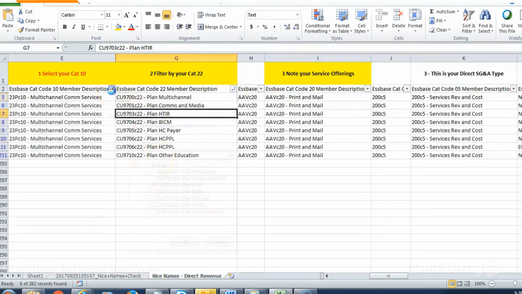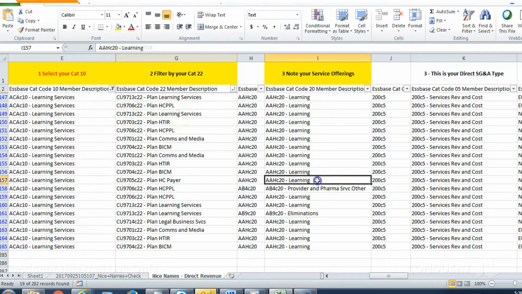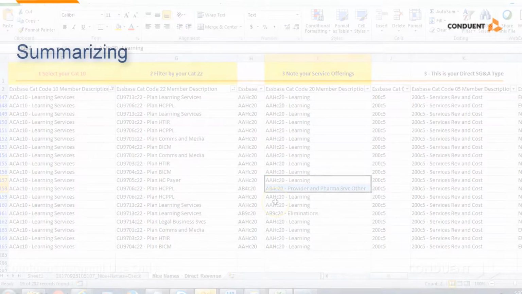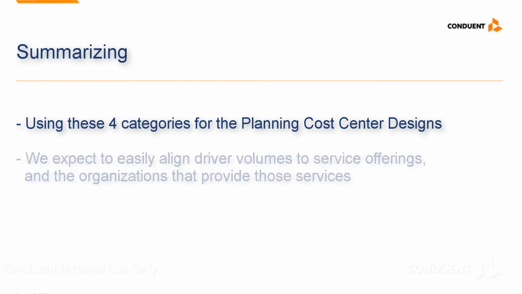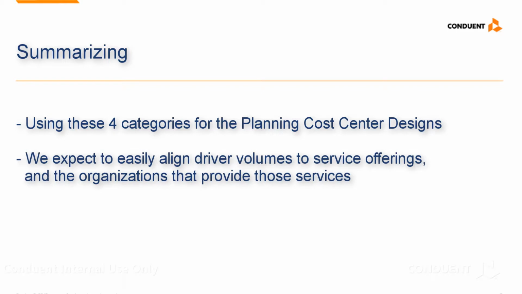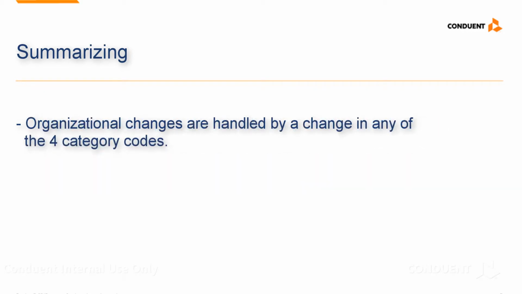Looking at the Learning Services CAT 10, you will see different service offerings. For example, Provider and Pharma Services and Learning. Using these 4 category code fields as the basis for our planning cost center design, we expect to be able to easily align driver volumes to service offerings and the organizations that currently provide those service offerings to our customers. Organizational changes are handled by a change in any one of the 4 category codes.